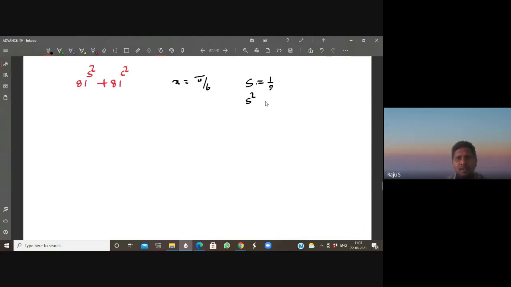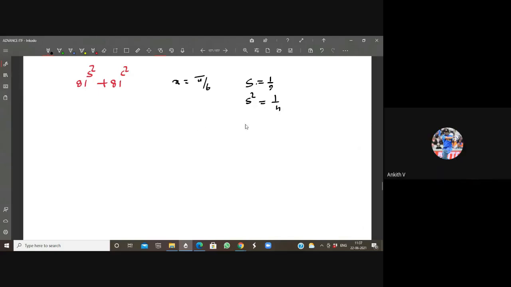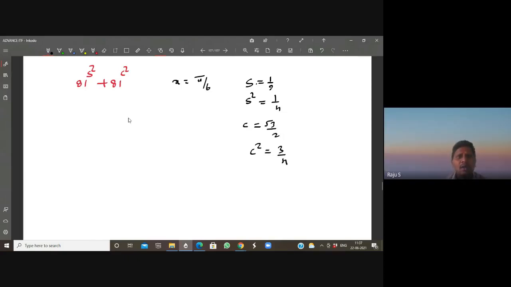Then what is sine square? 1 by 4. Okay, what is 81 to the power 1 by 4? It is 3, sir. Cos square is 3 by 4. Like 81, shall I write like this? 3 power 4.